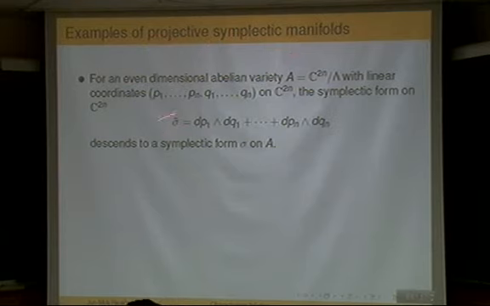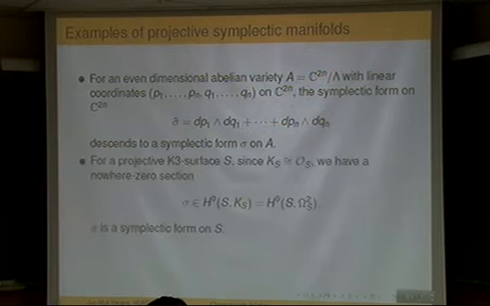Of course, you can choose this in many ways, but they are all equivalent to this up to a change of coordinates on C^2n. But they are different: depending on the choice, you get different ones on the abelian variety. Another example: if you have a projective K3 surface, then the canonical bundle is trivial. So there is a non-zero section.